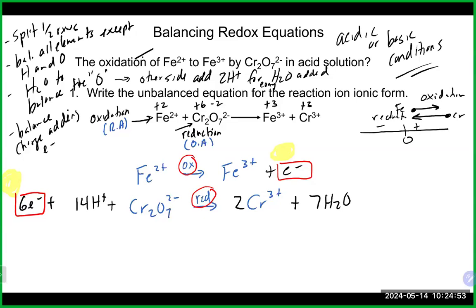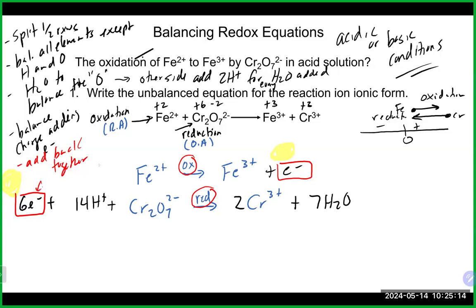And again, this is a way you can kind of check to make sure you at least added the electrons to the correct side. Any questions on that? Now we're ready to add these back together, but before we can do that, we do need to make sure that we have the same number of electrons in each half reaction.